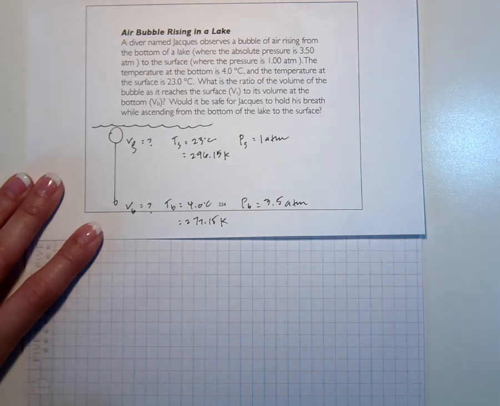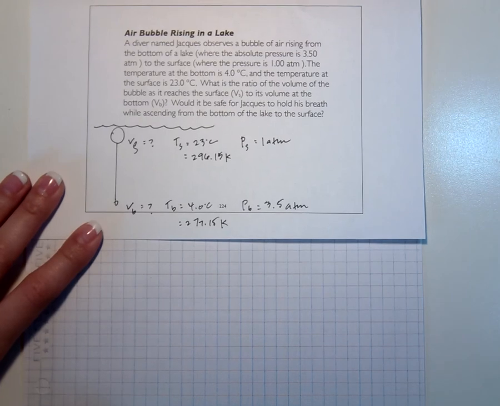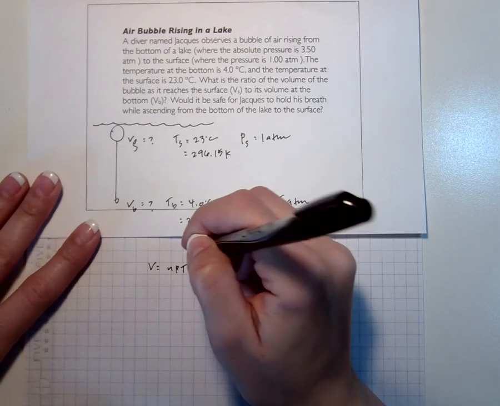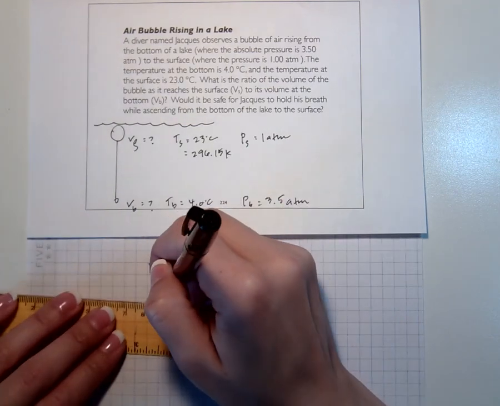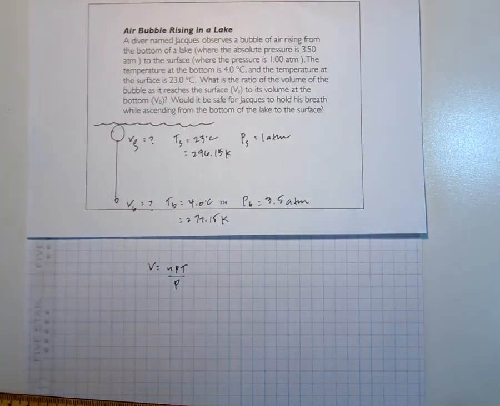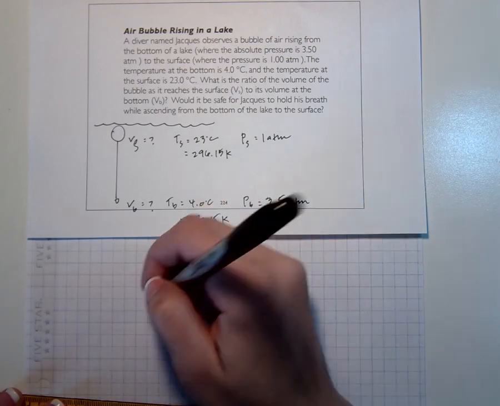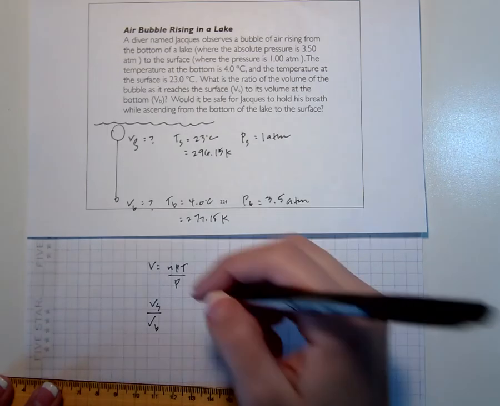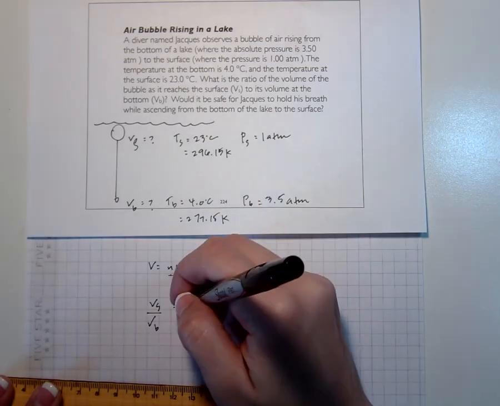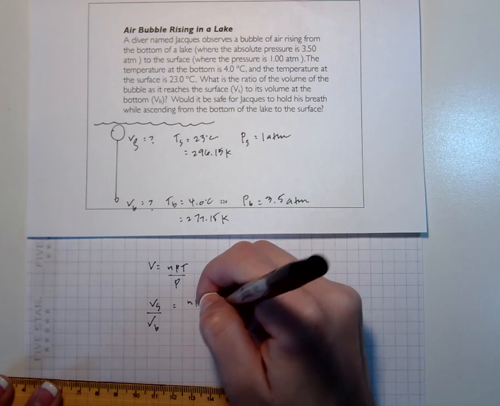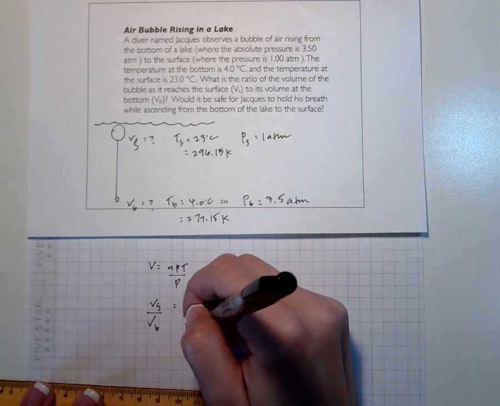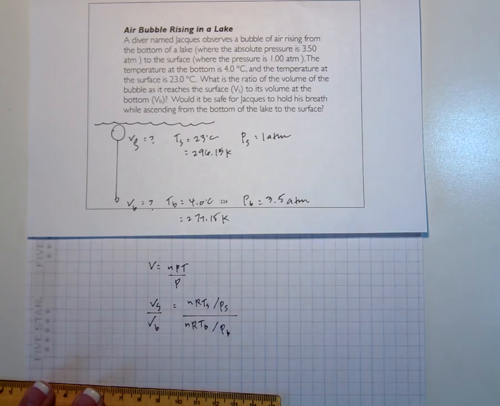Okay, so if we start with the ideal gas law, we know that volume from the ideal gas law is equal to nRT over P. So if we're going to take the ratio of the volume at the surface to the volume at the bottom, that's nRT surface divided by P surface, all over nRT bottom divided by P bottom.